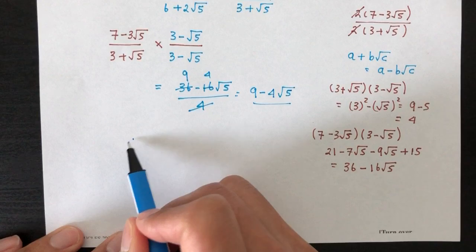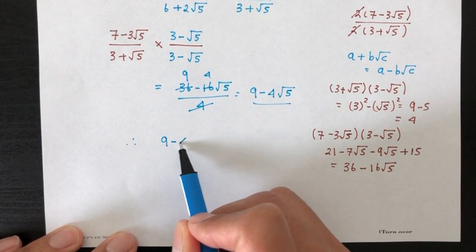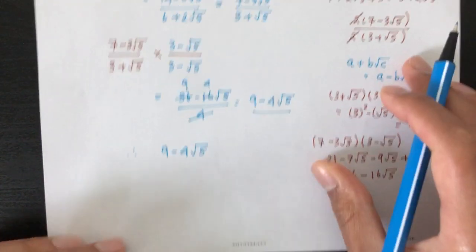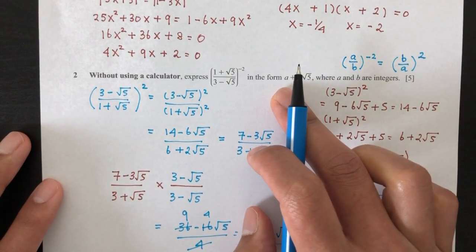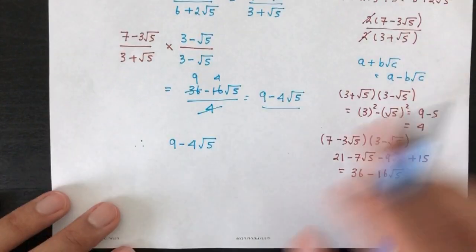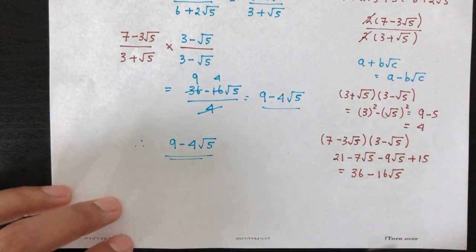Okay, so your answer is in terms of integers, 9 minus 4 root 5, in this form, where a is 9 and b is minus 4. That will be your question number 2.